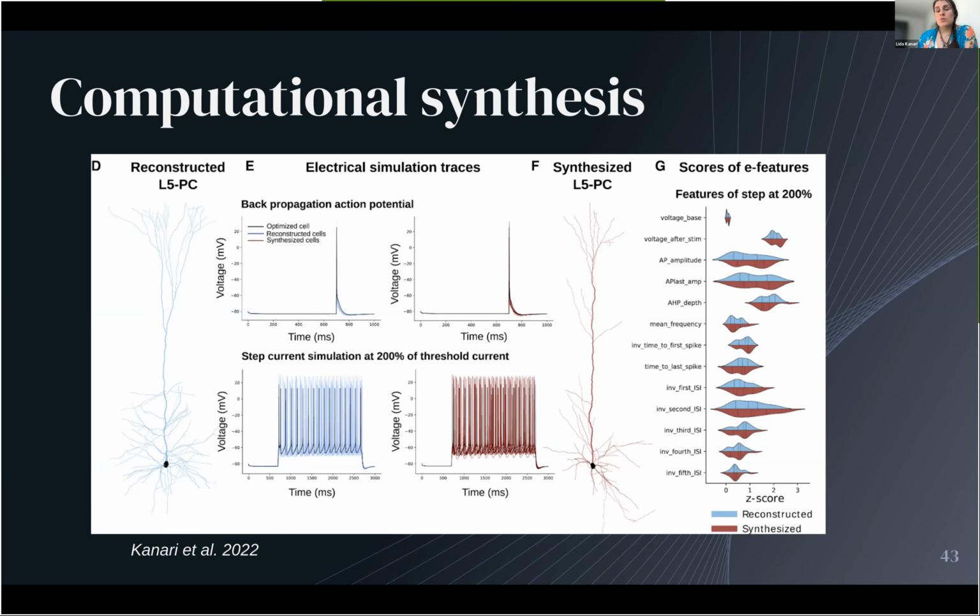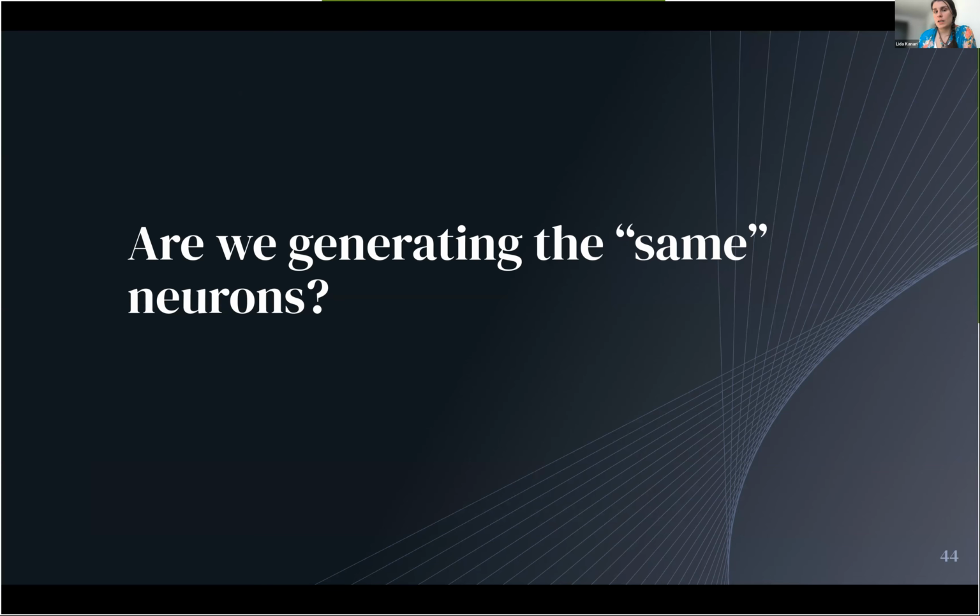The second test is to try to simulate these neurons. So we use a computational model which puts some current on the soma of these neurons and generates some electrical traces. And we compare these electrical traces if they have been generated using the biological reconstructions and if they have been generated using the synthesized cells. So you see, they might look a little bit different in terms of structures, but they generate the same signals statistically. So we can confirm that not only do they look similar, but they also behave similarly in terms of electrical properties. But are we really generating the same neurons?